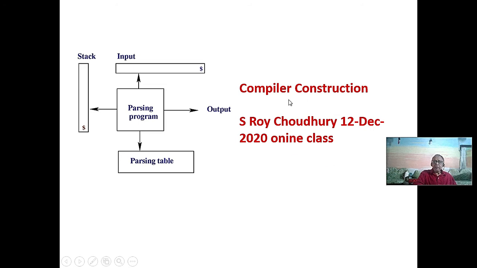Any idea how the stack is used? Just a little idea. The input string will be put here and end with a dollar. Dollar is the end of string marker. And in the stack, we have again another dollar. Remember this dollar and this dollar have no relation. This one shows the end of the string, and here it shows the end of the stack.